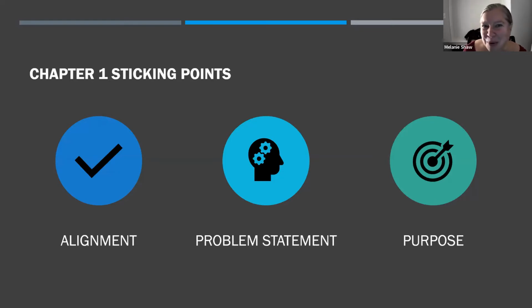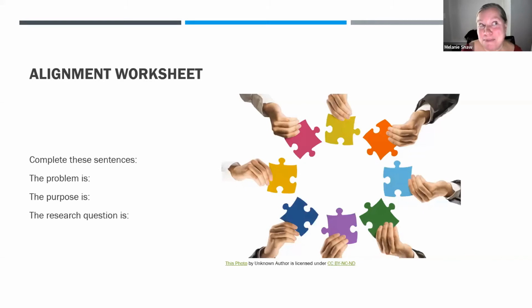So I wanted to share with you a tool that I have borrowed liberally from many colleagues that helps really drill down with the student about this alignment. It's called the alignment worksheet. And it's just 3 sentences long. And I have the student complete these 3 sentences.